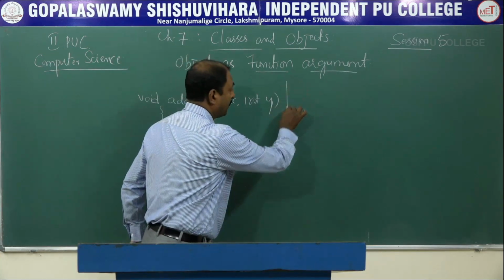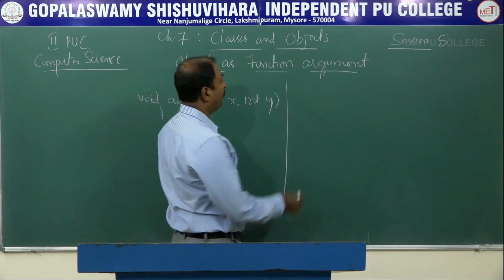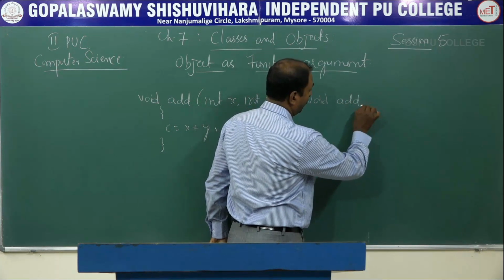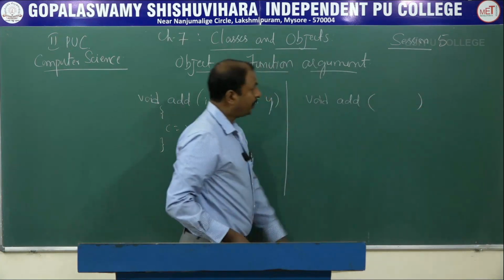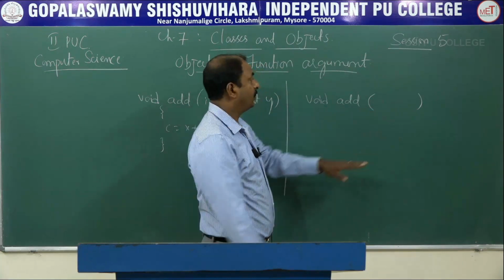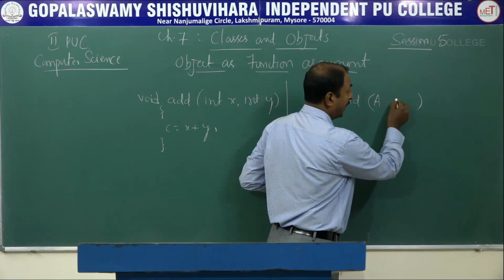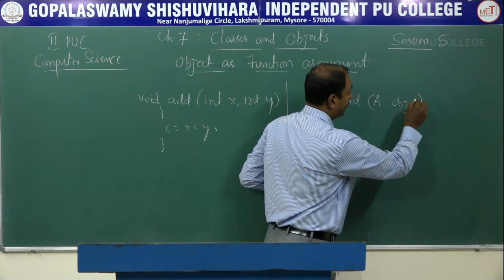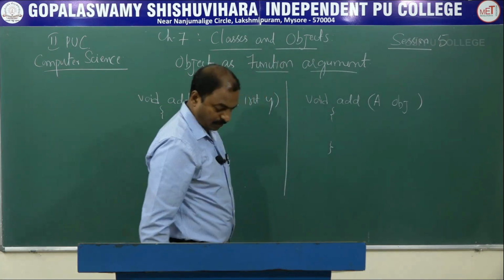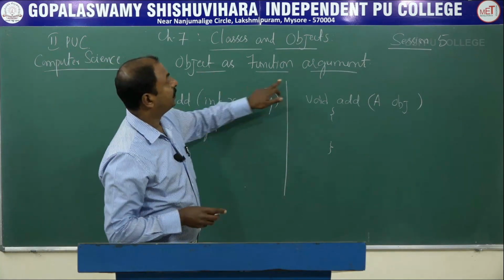So what is the meaning of object as a function argument? Suppose I write a function, for example void add, and here I write the object as an argument. For example, if A is a class and its object is obj, and inside we have a number of statements. So what is the concept here? The concept here is object as a function argument.